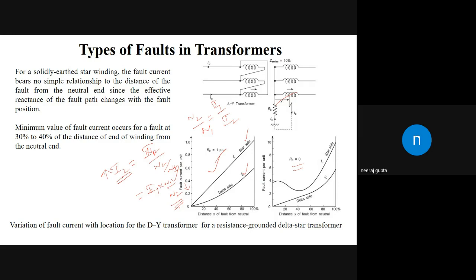So actually, for example, a fault comes at 60% of the winding. The 60% of the winding is getting shorted, so the 60% that we are neglecting, and only the 40% is now the effective ratio. Yeah, 40% is the effective ratio. Okay, sir, I understand. I was actually confusing it, sir.